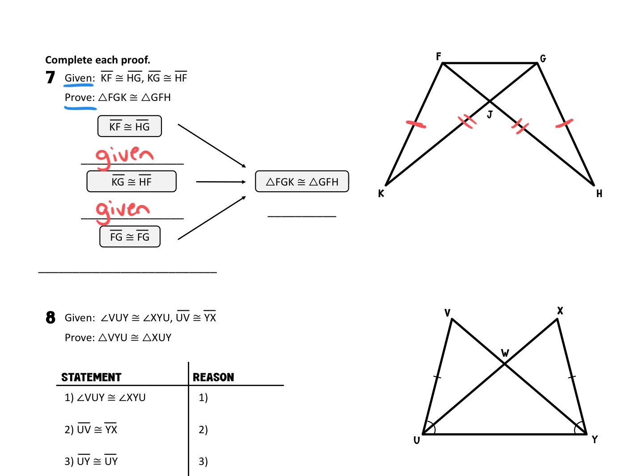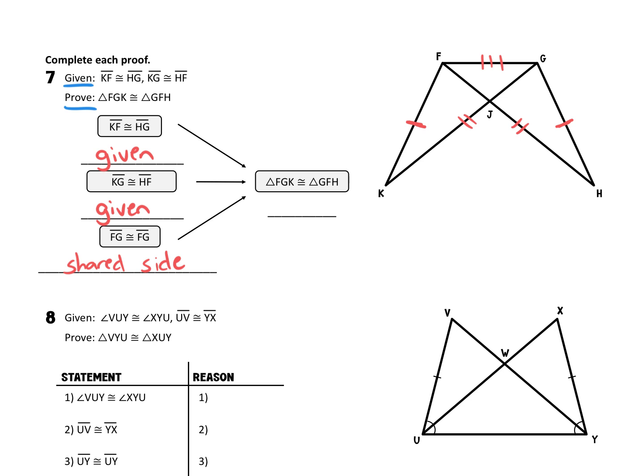How do we know FG is congruent to FG? Because it's shared, right? So we can mark that as true. It's shared. And our reasoning is it is a shared side. So we can say those 2 lines, since they're the same, are congruent because it's a shared side.